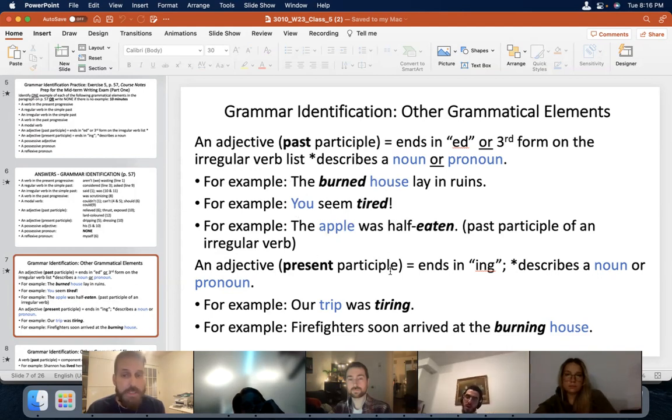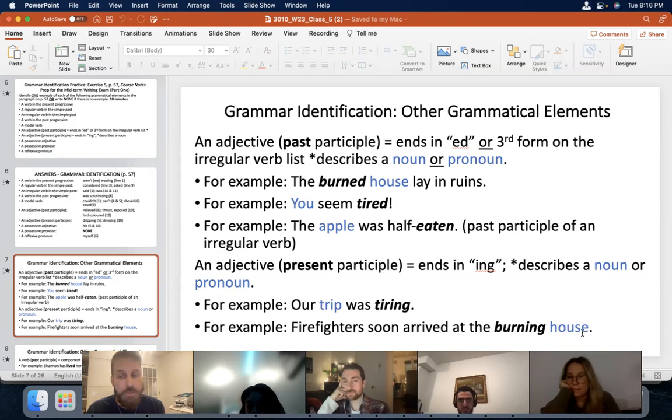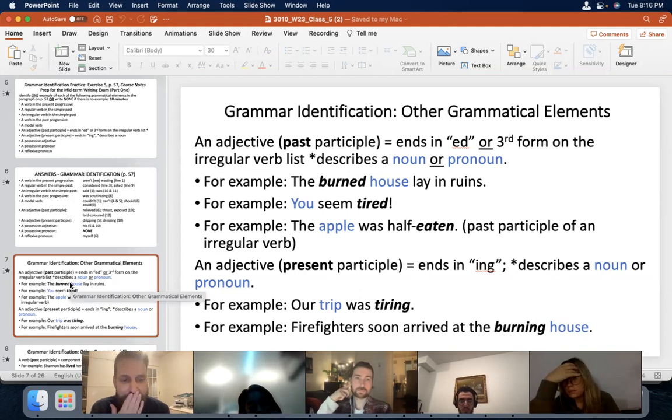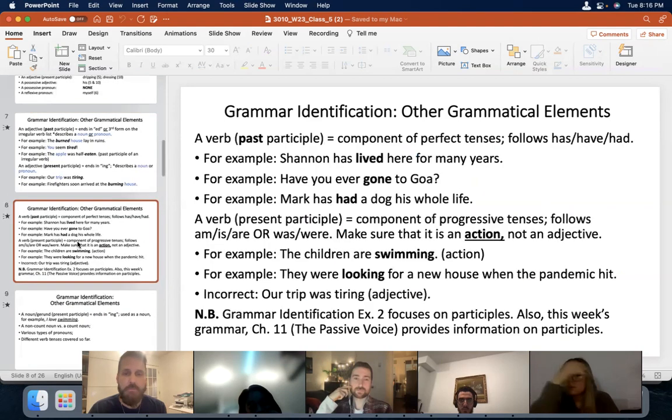Now, the present participle, we said that's a verb in ing. Our trip was tiring. Tiring qualifies trip, so it's an adjective. Firefighters soon arrived at the burning house. Burning is describing the house, so burning is an adjective. Hands up, you understand this. It's clear? Okay, in class, you're going to have time. It's going to be on the portal, and so you're going to be able to look at it more.